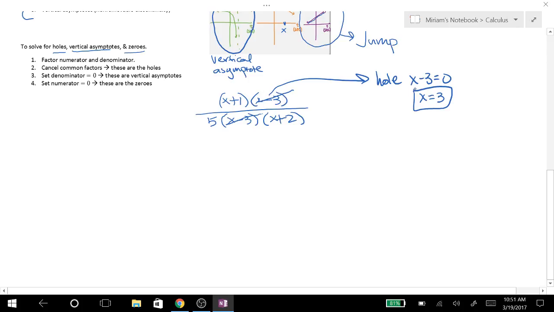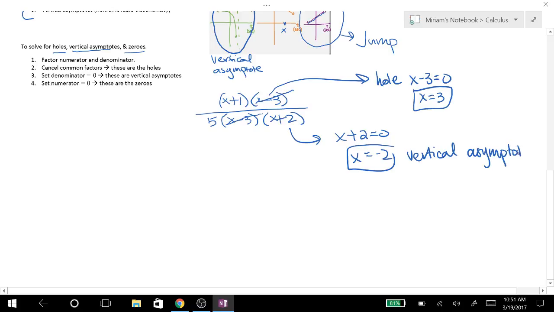Now if I have a factor left in the denominator, I can set that equal to 0 and solve for it. And this is my vertical asymptote. Okay, so that means if I had a rough sketch here, at -2 I'm going to have a vertical asymptote, and I'm going to unfortunately have a hole at 3 somewhere, like an empty dot.